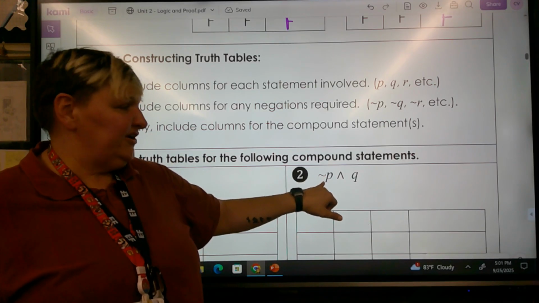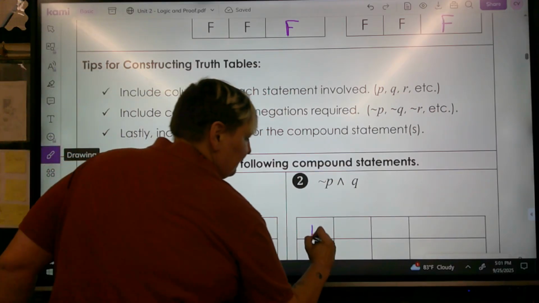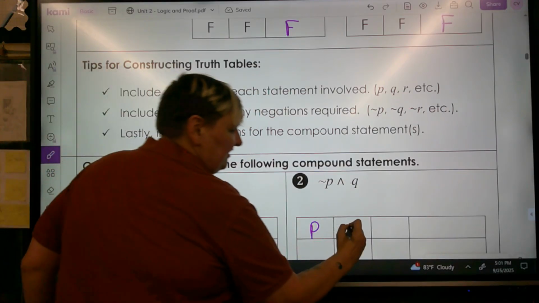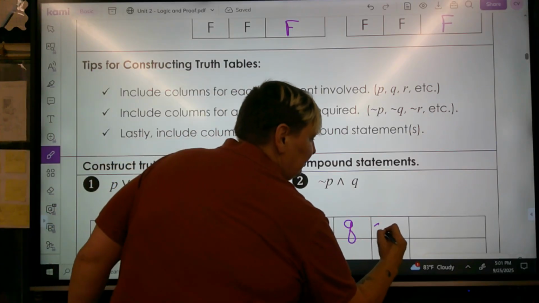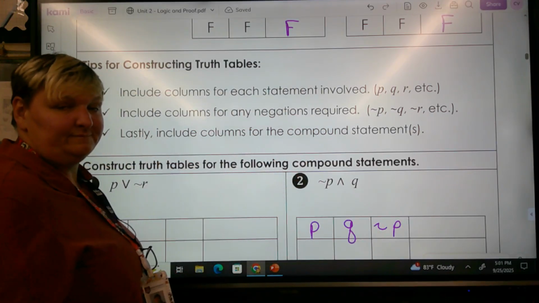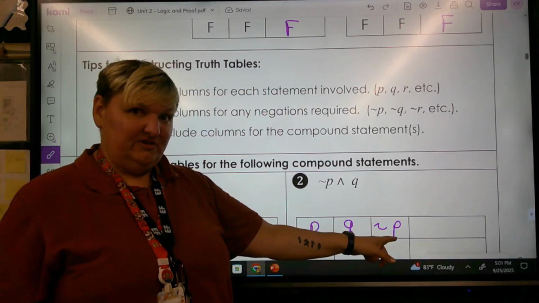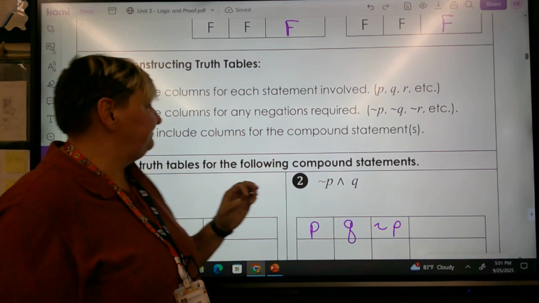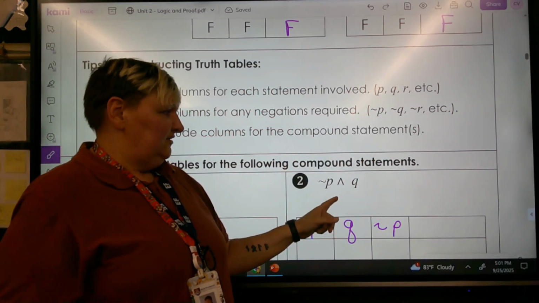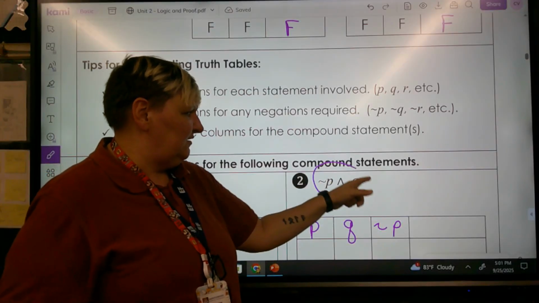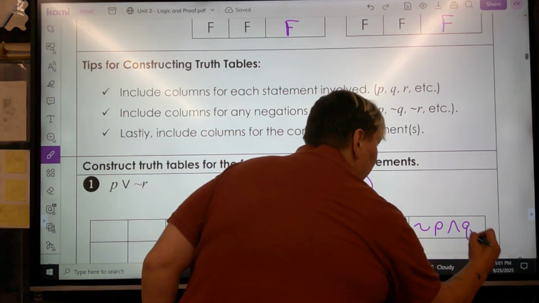Okay? That means there is a P statement, so there needs to be a P. There is a Q statement, so you need a Q. And there is a not P, so you need a not P statement. There are two statements, and one of them is a negation. So you should have 3 columns. Lastly, include a column for the compound statement itself. The actual statement needs to go in your last column, not P and Q.